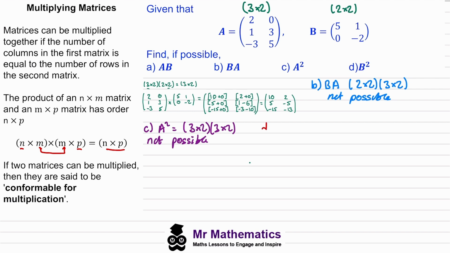So for question D, we've got B, which is 2 by 2, multiplied by itself. And you can see that this is possible. So we'll get a 2 by 2 matrix. And when we square matrices, the original matrix has to be a square matrix, which means the number of columns is equal to the number of rows.